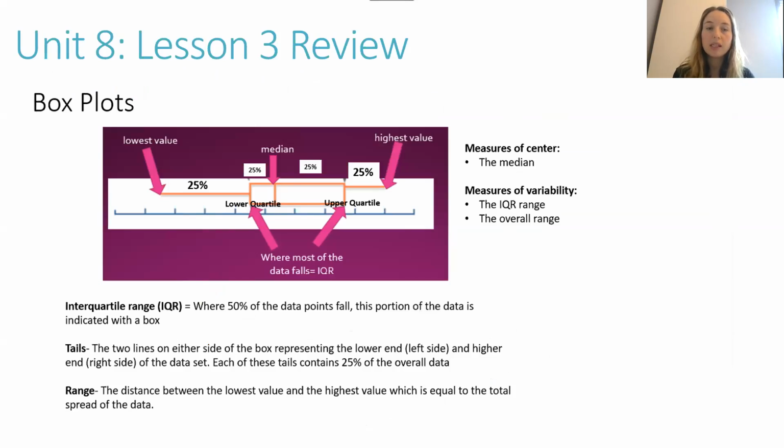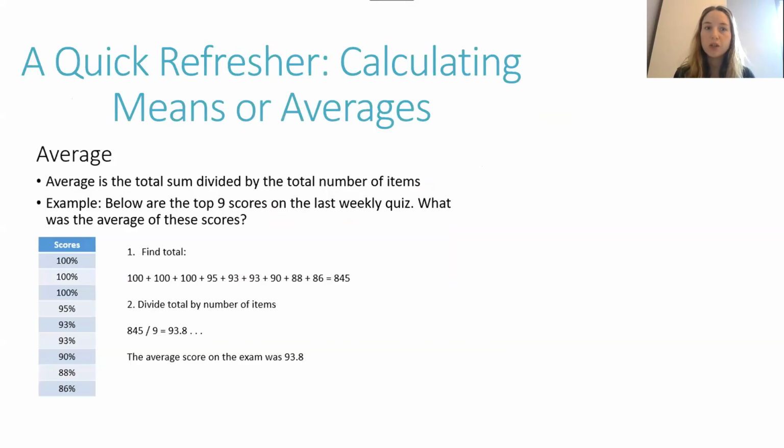Before we jump into today's lesson, just wanted to do a quick review on what we learned yesterday. Yesterday, we talked a lot about box plots and specifically how to analyze box plots and use them to compare different data sets. And today, we're going to be moving into a new topic, which is mean absolute deviation, which is another statistical measure. Before we do that though, I want to make sure you're super good at something you've already learned, which is calculating means or averages.